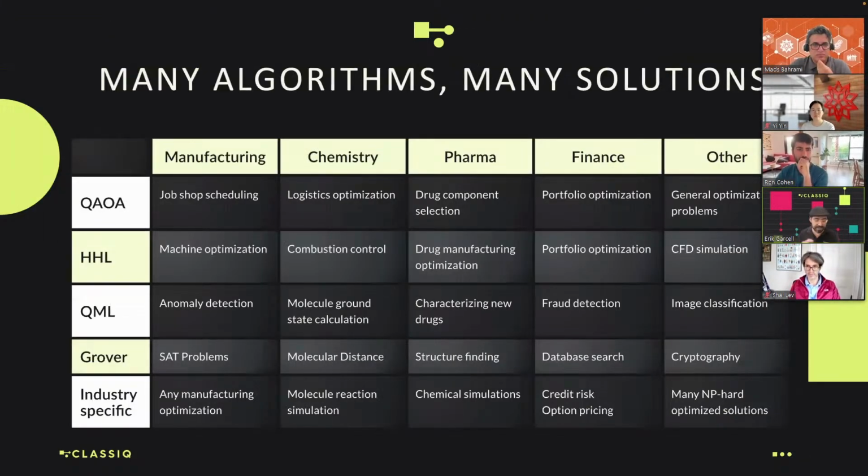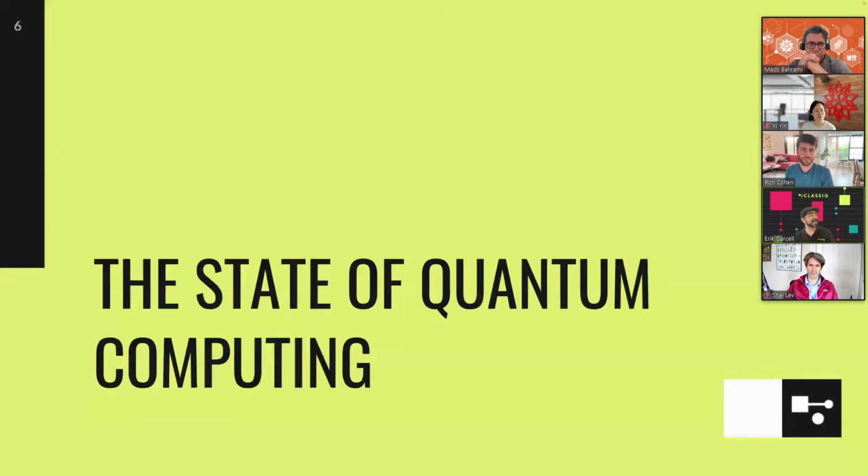And there's lots of different algorithms out there in the universe of quantum, and that means there's also lots of different applications depending on what you're looking for. So there's a whole myriad of problems, and we'll get into some of them later. But it's a wide-reaching technology that's going to affect a lot of different industries.